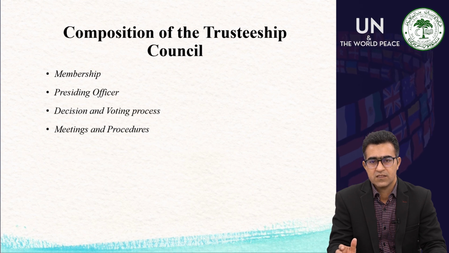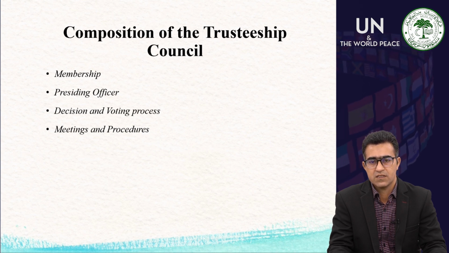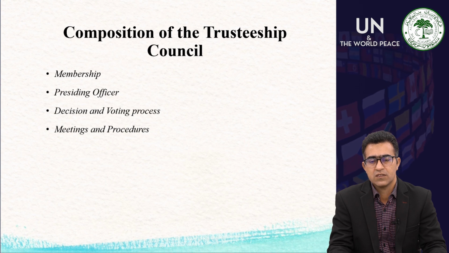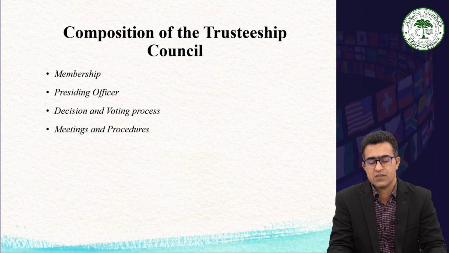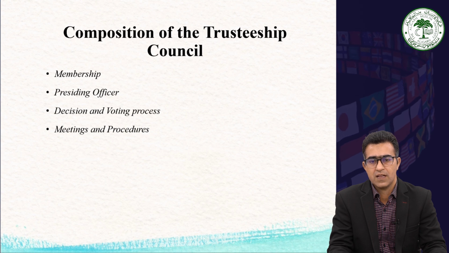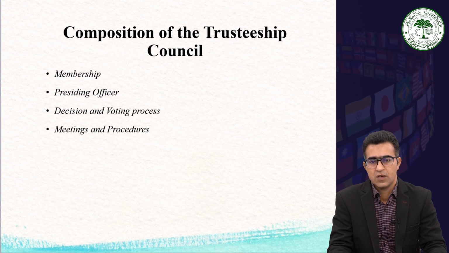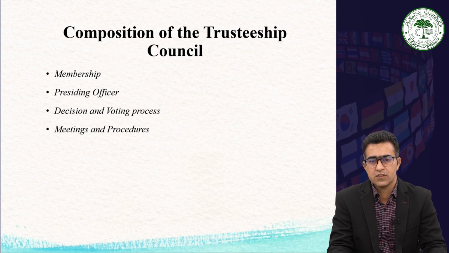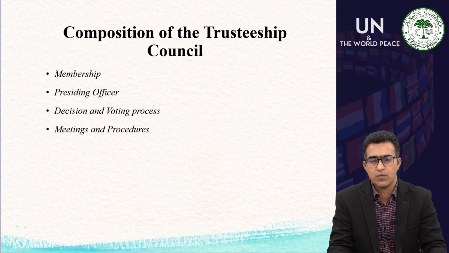These factors are like, it was considered essential to give representation to all states administering trust territories. It was also felt that an equal number of members should be taken from non-administering states to maintain a proper balance between the two. It was also felt that a provision should be made for all the great powers because they had taken keen interest in the colonial problem.